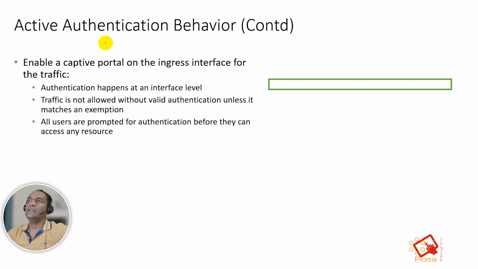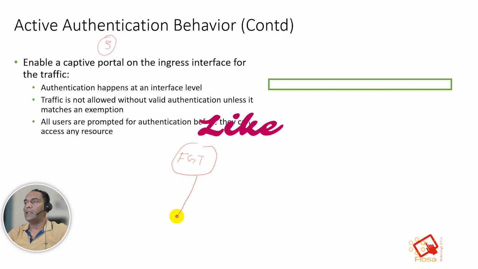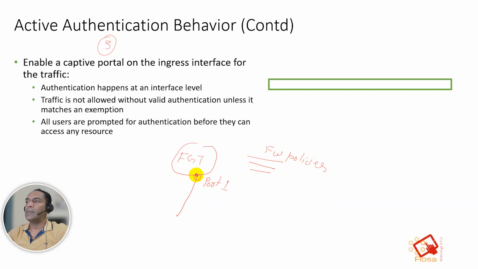The third option is to enable a captive portal on the ingress interface where the user connects. For example, if this is your FortiGate firewall and the user is connected on port 1, instead of having authentication on individual firewall policies, you can enable the captive portal on port 1.